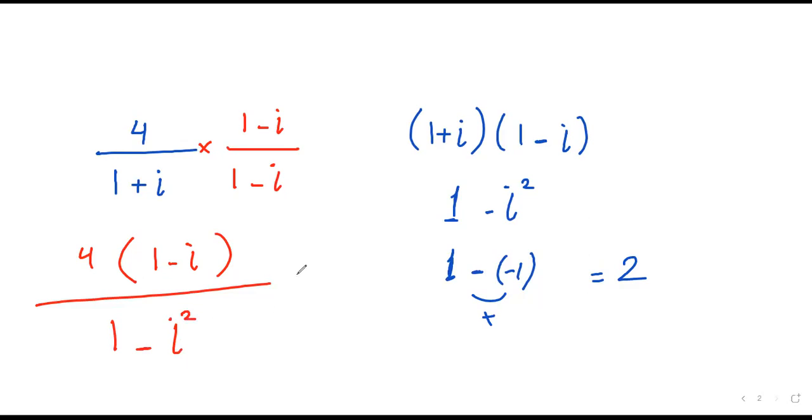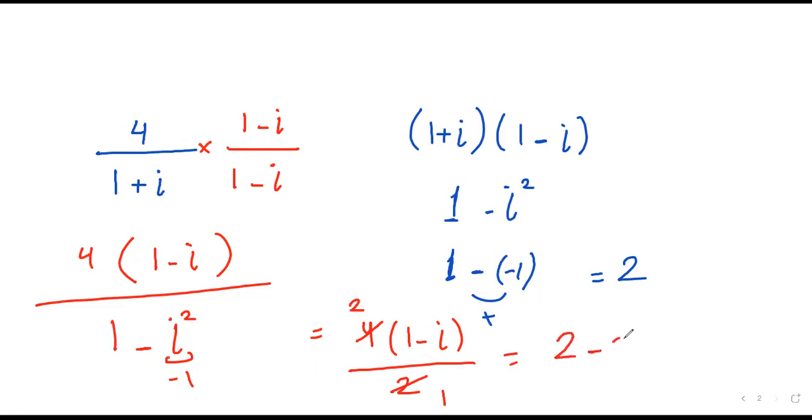So 1 minus i squared, which is 2. So it's 4 multiplied by 1 minus i over 2. Why 2? Because i squared is negative 1, so negative after negative is positive. So it's 2 divided by 2, 1, and 4 divided by 2, 2. So it's 2 multiplied by 1 minus i, which is 2 minus 2i.